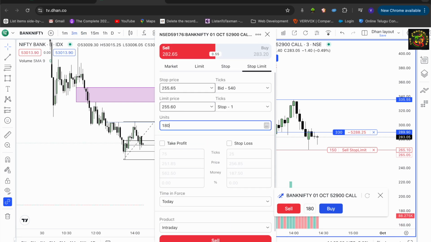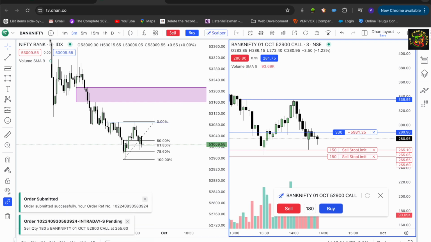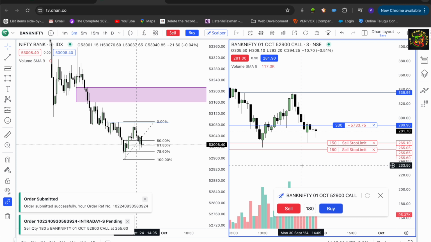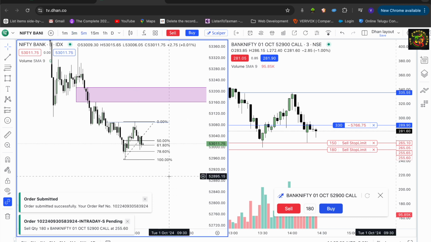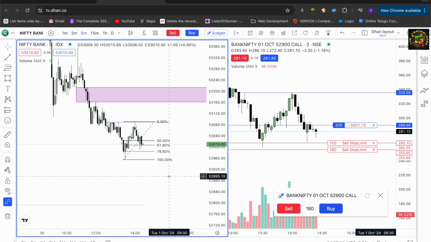So first SL is there for 150 quantity. Let me place a second SL as well for the remaining quantity, so that if there is a sudden move, that will not affect us. Okay, we'll see.